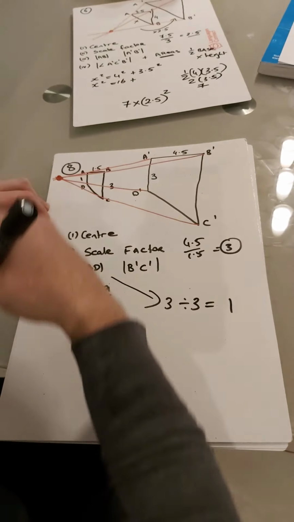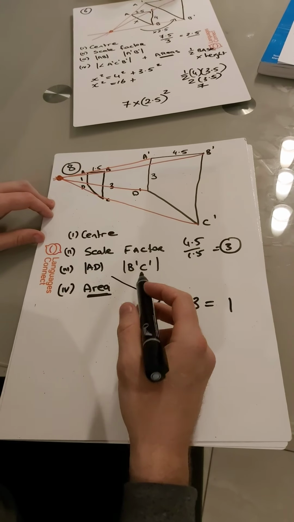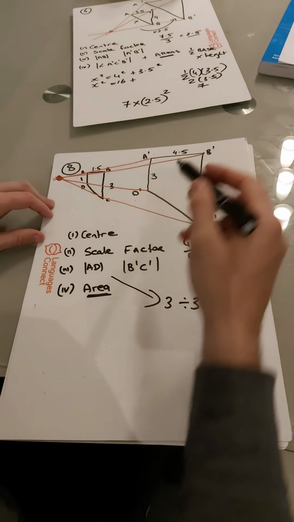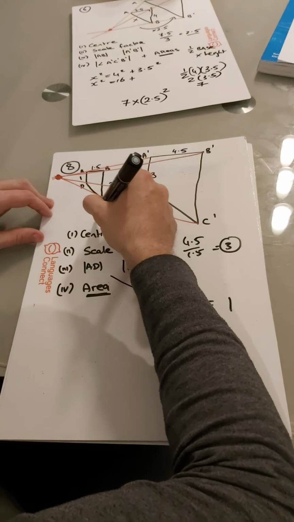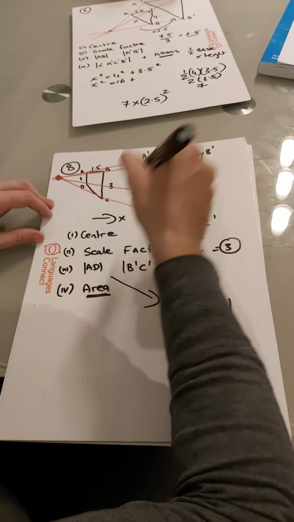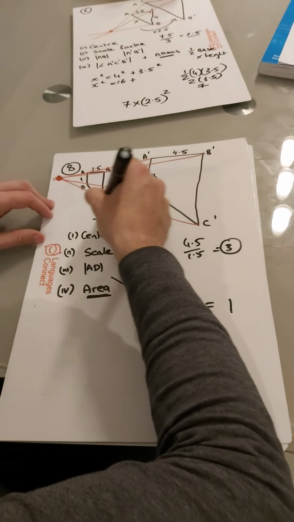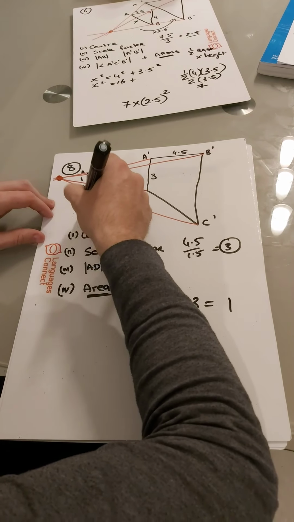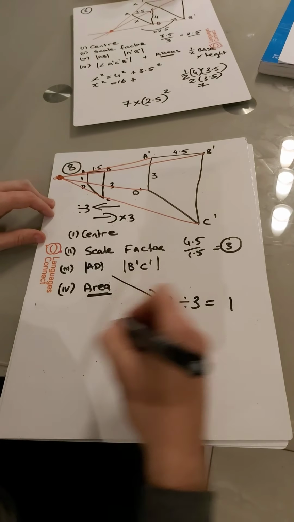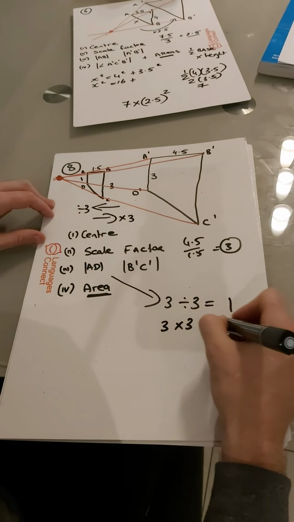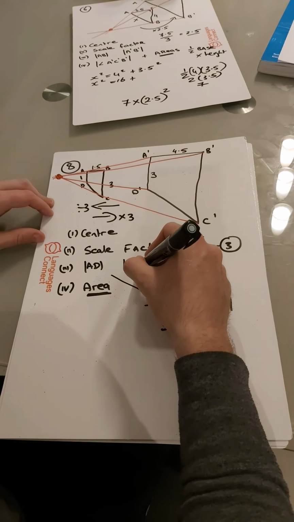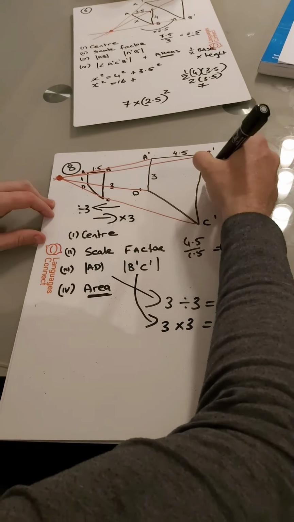So that's 1 there. And then it wants me to find B dash, C dash. So if this is 3, to go the opposite way, so to go this way, I multiply by 3. To go that way, I divide by 3. So it's going to be 3 multiplied by 3, which is 9 for that one there.